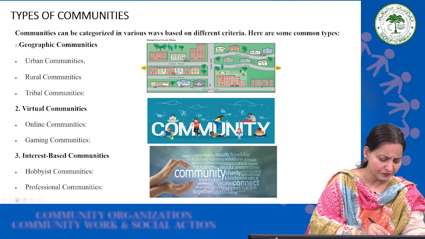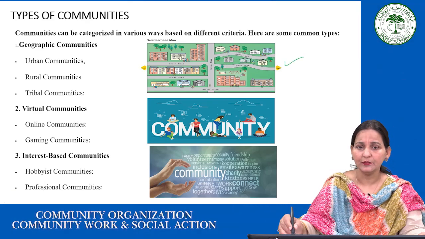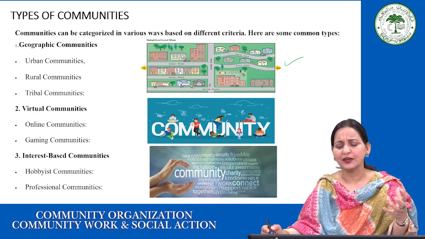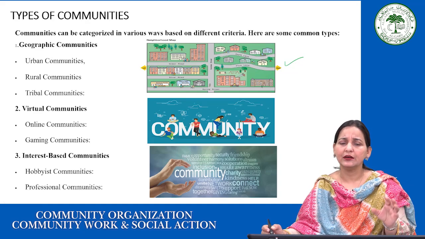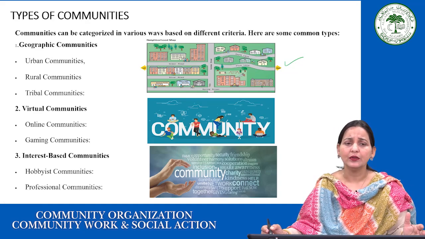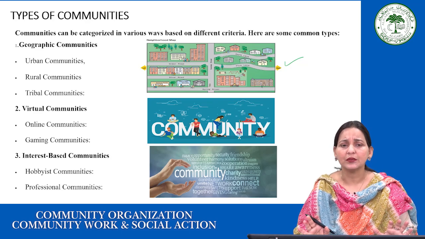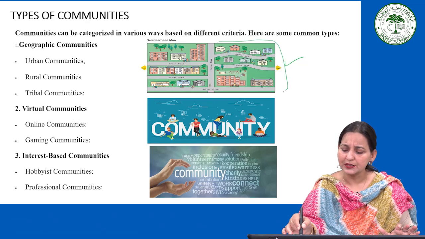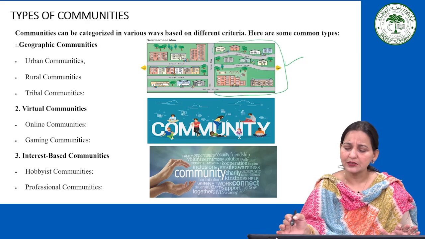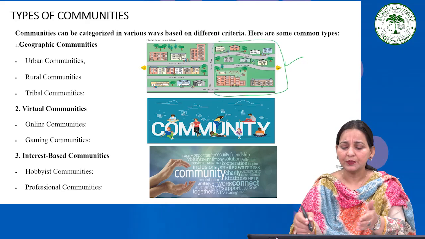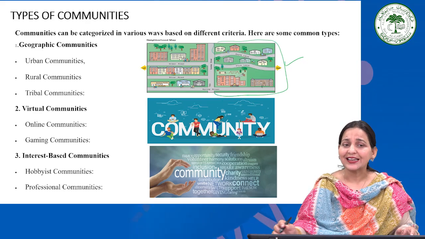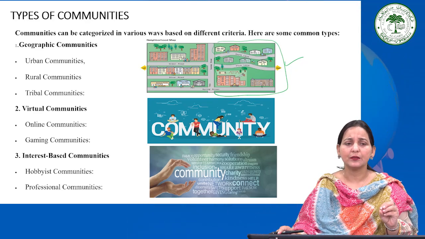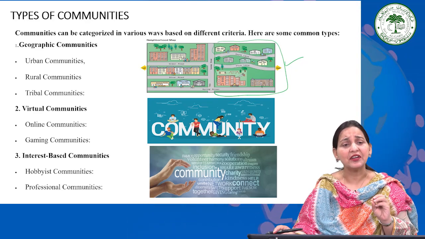If we look at this diagram, it is just showing a neighborhood, the rural and the urban, the streets. This is what the geographical communities are, defined with certain geography, certain boundaries, with certain kinds of habitats, where the people are living together. Urban communities, rural communities and tribal communities, we will discuss in much more detail in the next session.